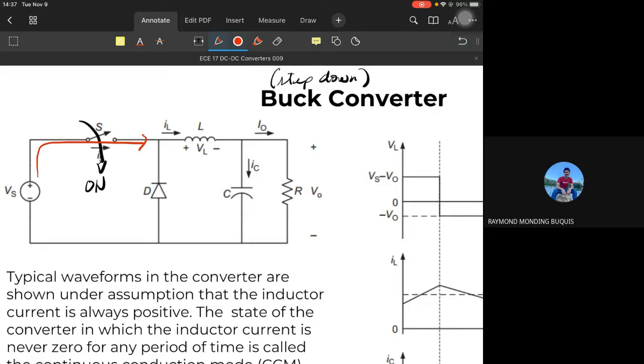This charges the capacitor. This allows the inductor to store energy. And current now will flow to the resistor. So that is the on part of the period of our input signal.